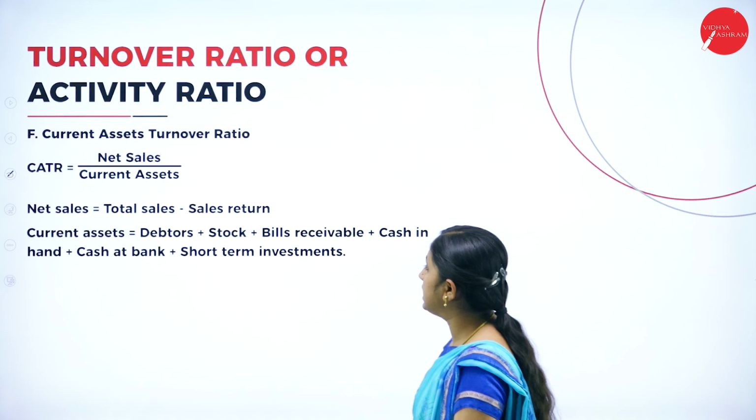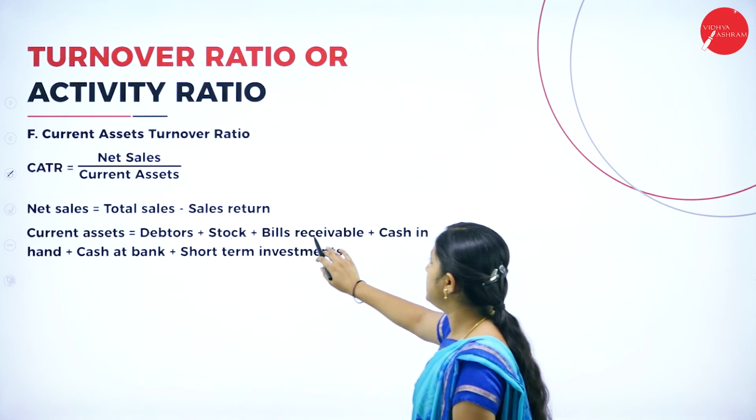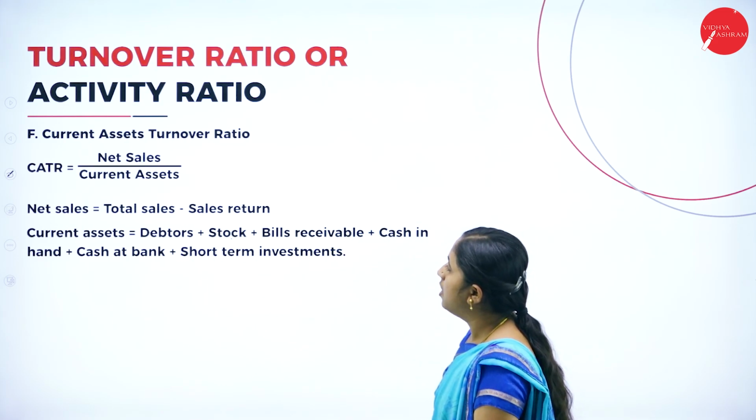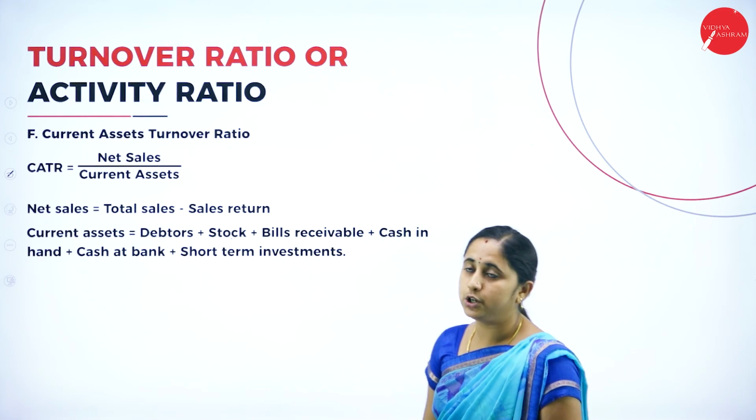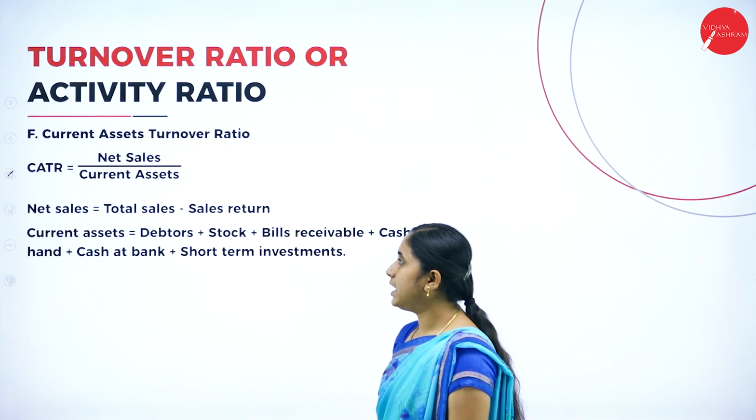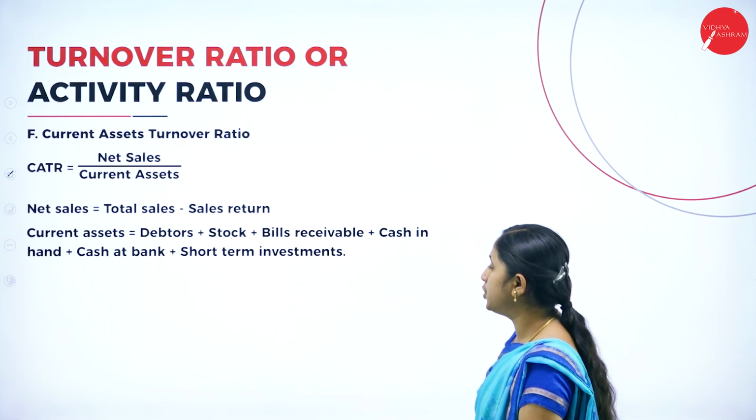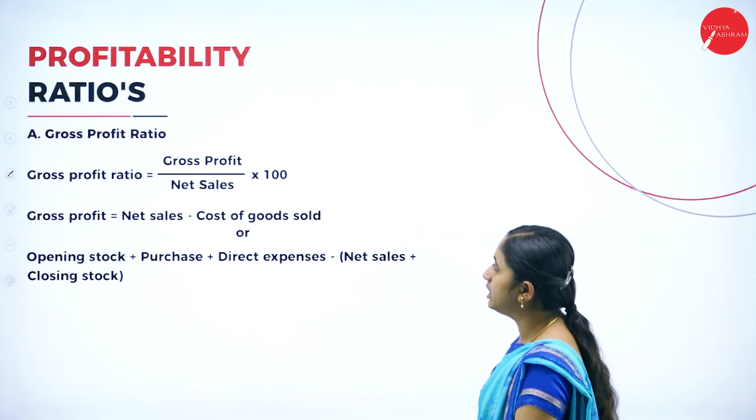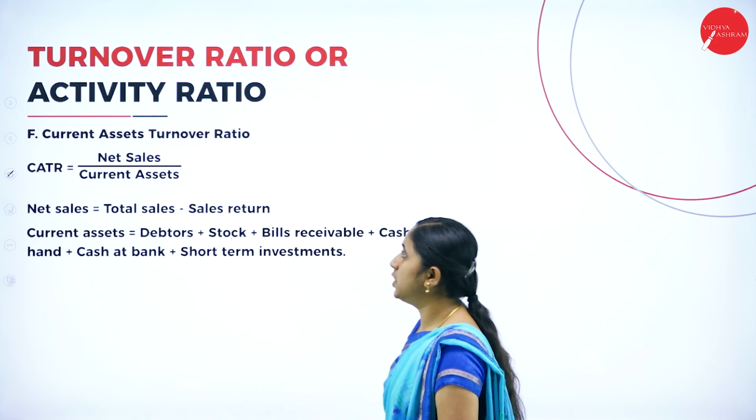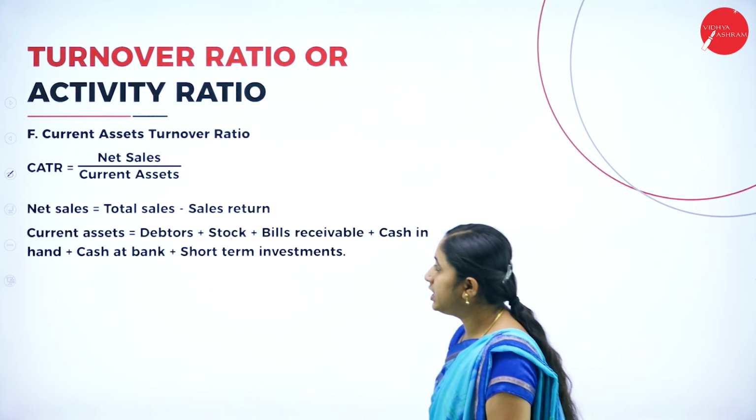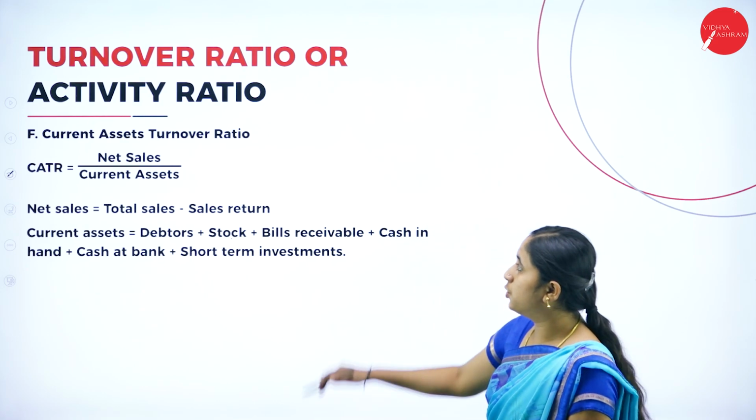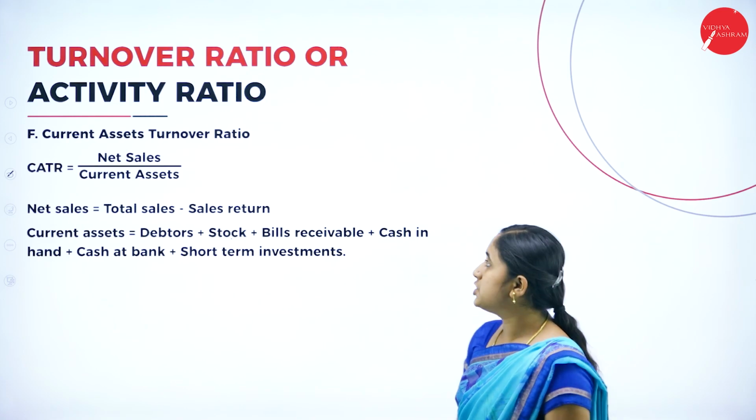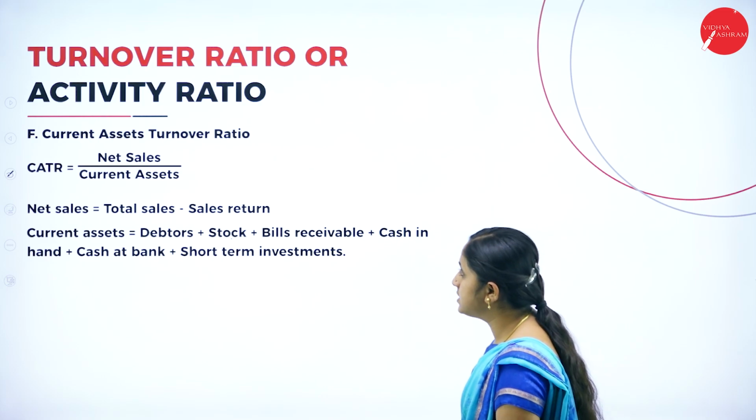Here, current assets are debtors, stock, bills receivable, then cash in hand, cash at bank, and short-term investments. All this together is called current assets. Net sales divided by total current assets is equal to the current assets turnover ratio. Till the current assets turnover ratio, these are turnover ratios, also called activity ratios or efficiency ratios.